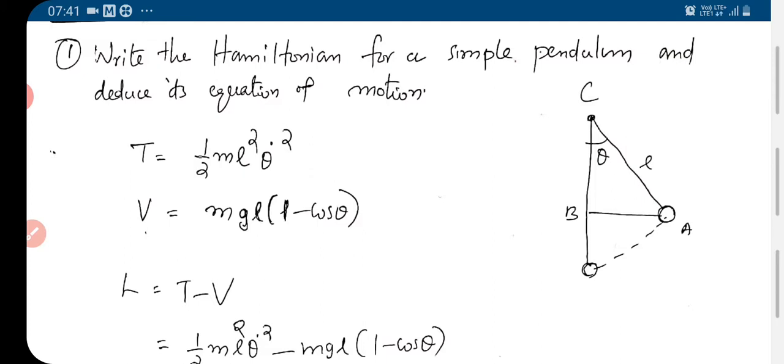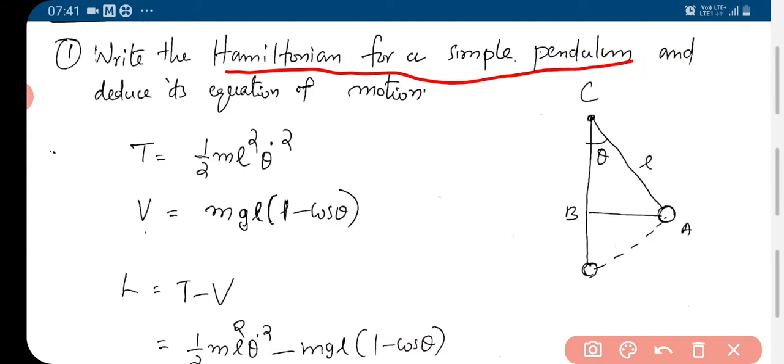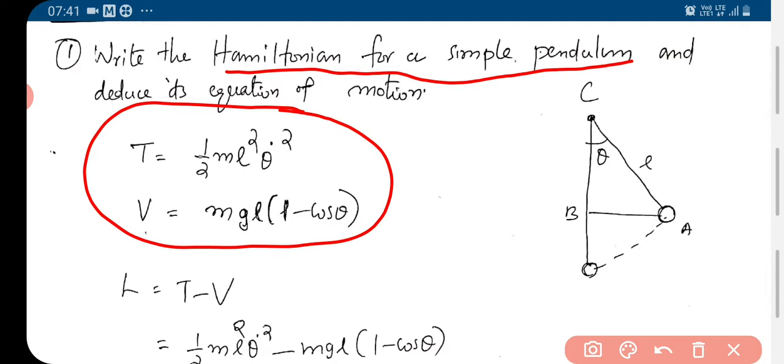Okay, so let's begin with the simple pendulum. We are asked to write the Hamiltonian for a simple pendulum and deduce its equation of motion. Here the kinetic energy is given by half m L square theta dot square. We know what L is. L is the length of the pendulum.